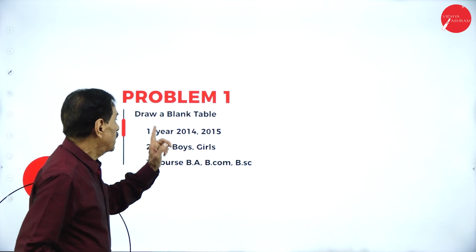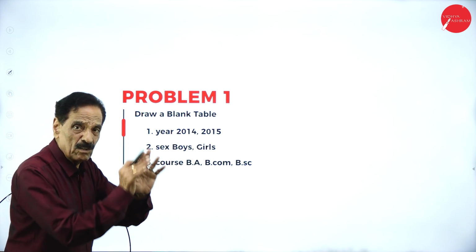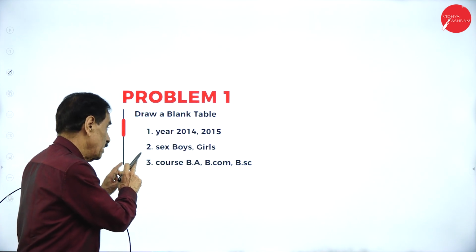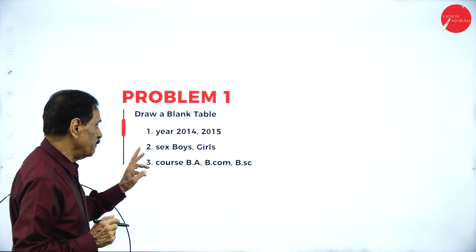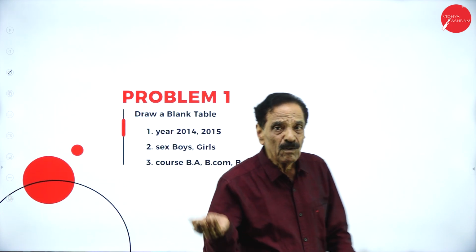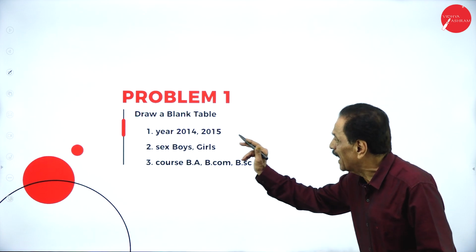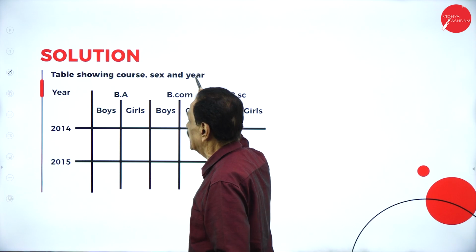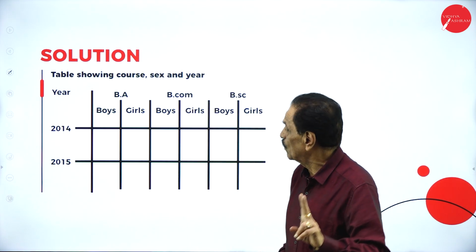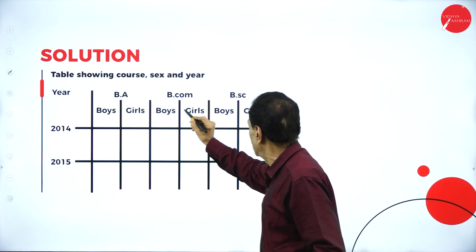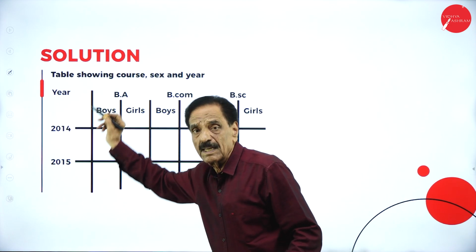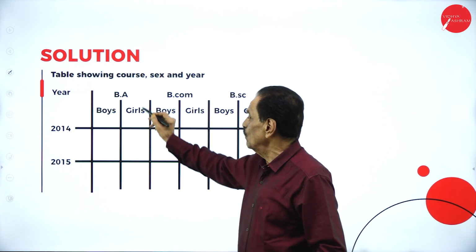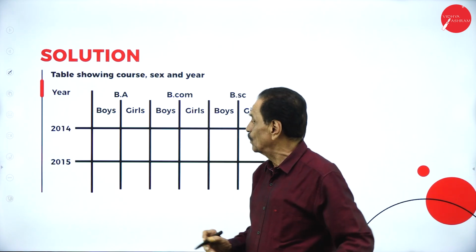Problem number 1. Draw a blank table. Here we have to mention the year, the sex, boys and girls, and the courses B.A, B.Com and B.Sc. Now we are going to represent this in a blank table showing the course, sex and year. Which are the three courses given? B.A, B.Com and B.Sc. Which are the years given? 2014 and 2015. Sex means boys, girls, total.